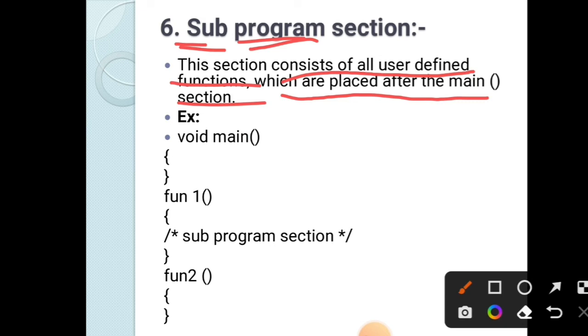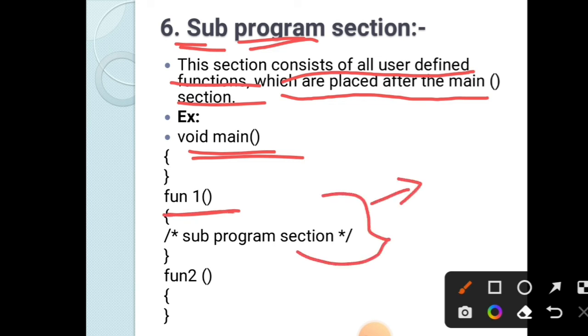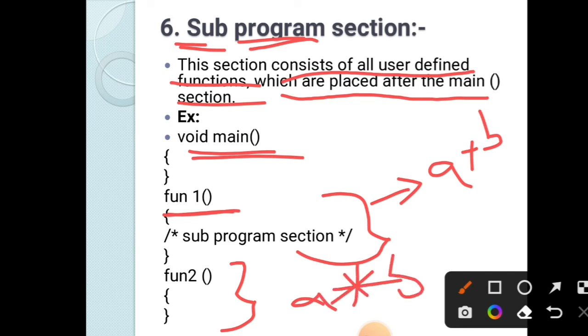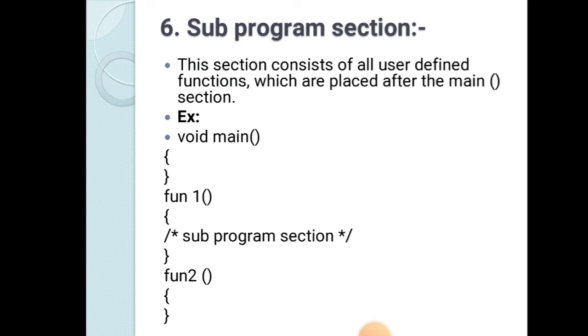So first void main. Inside main you have declared one function. So this is a subprogram. This program is used to perform one task, for suppose a plus b. And next we are declaring one more function, and this function is used to perform a into b. So every subprogram is used to perform one specific task. Like that you can define n number of functions in a program. So this class is completed.